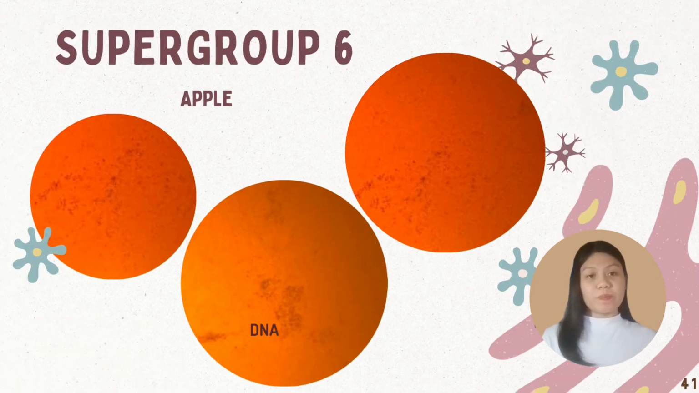Down to our last group and last sample, we have here an apple sample used by supergroup number 6. Here, as shown in the pictures gathered by the group, we can see a small amount of DNA strands or filaments sitting on top of the pod. With that, we can conclude that supergroup number 6 successfully extracted the apple's DNA.